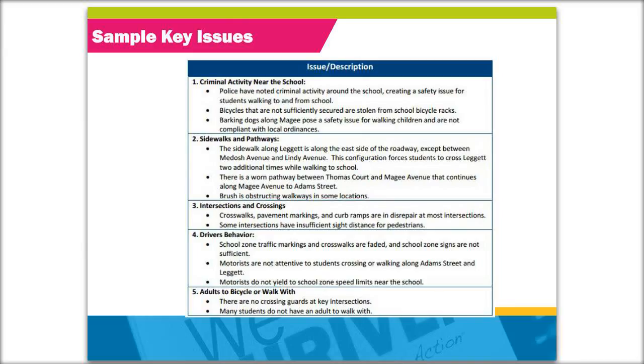Sidewalks and pathways were their second issue, then intersections and crossing, drivers' behaviors, and adults to bicycle or walk with. As you know, this is going to look very different for every community, but you're going to take all the information you gathered in step 3 while you were doing the observation and the walking audit, and really identify what those top 5 issues are.